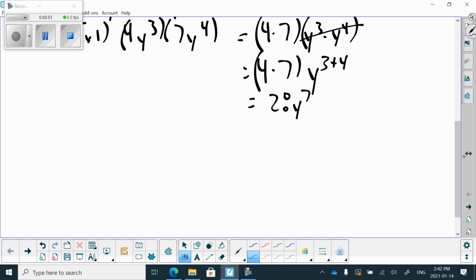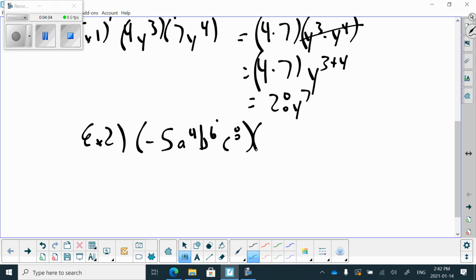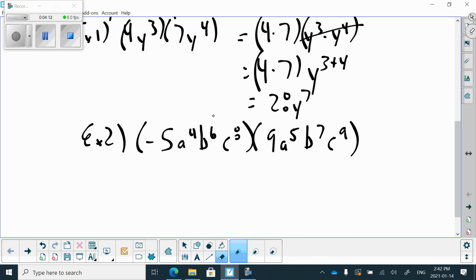Example 2. More numbers, negatives. Negative 5a to the fourth, b to the sixth, c to the 8th, times 9a to the 5th, b to the 7th, and c to the 9th. Let's erase that.